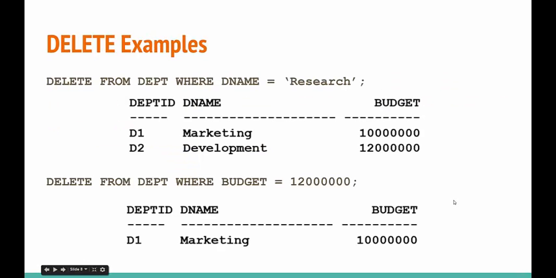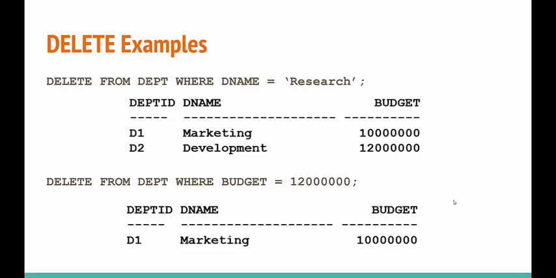Here's a couple of examples which use the delete statement. Now here we're deleting from the department table. The where clauses specify which records to delete. For example, delete from department where dname equals research. You see the table here, which has departments D1 and D2 remaining. The bottom query, delete from department where budget equals $12 million, it looks like. We remove ultimately the development department, so we're left with one record.